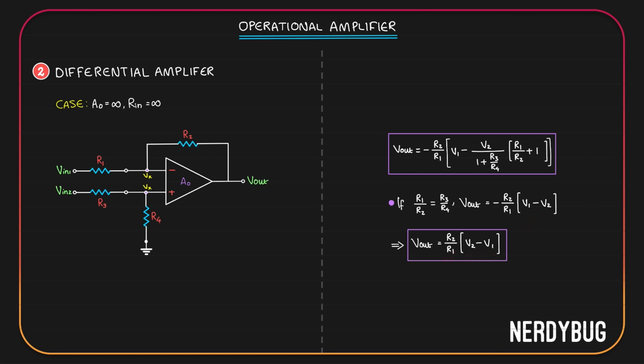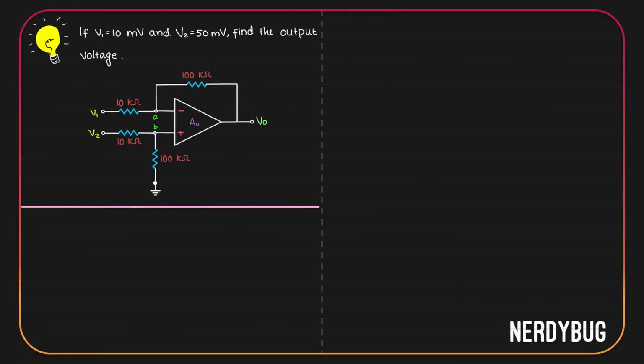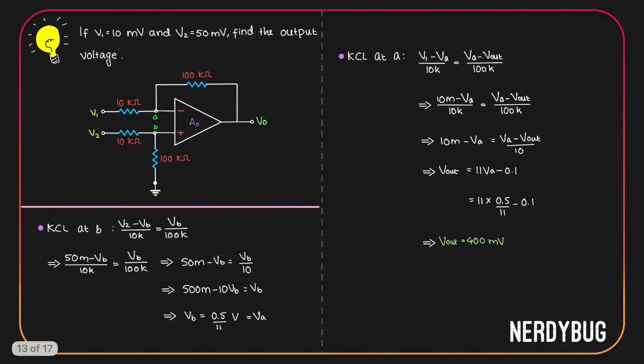And you will also realize that in this question, R1 by R2 is in fact equal to R3 by R4. That means V out is simply R2 by R1 multiplied by V2 minus V1. We have all the values, and if you give it, you will get 400 millivolt. But still, I made you do all of this because I wanted to make sure that you're equipped with the right tools to analyze any circuit, even if you're not able to recognize the circuit and recall the equations right away.